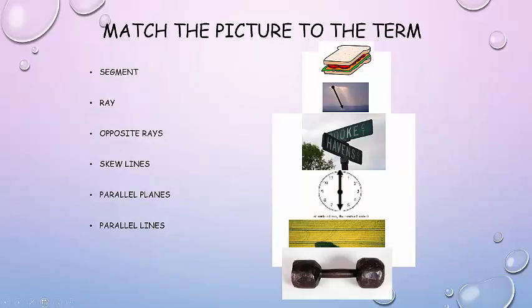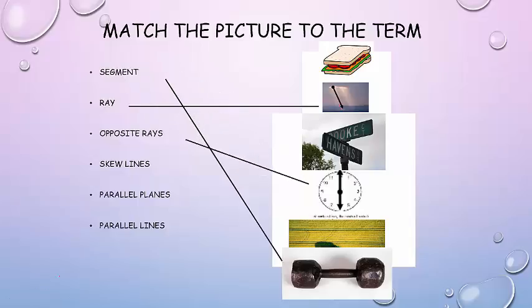So this is just a little activity to get us to understand which objects best represent the words. So the picture that best represents a segment is the dumbbell weight. For a ray, it would be the ray of sunshine. Opposite rays would be 6 o'clock, for example. Or you could do 9 and 3. Those would make opposite rays.